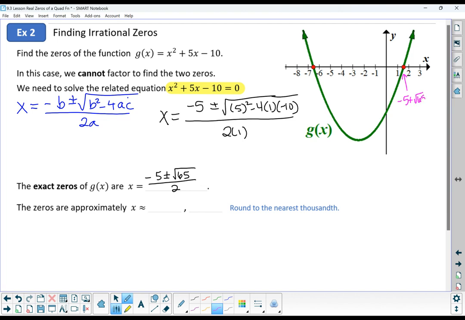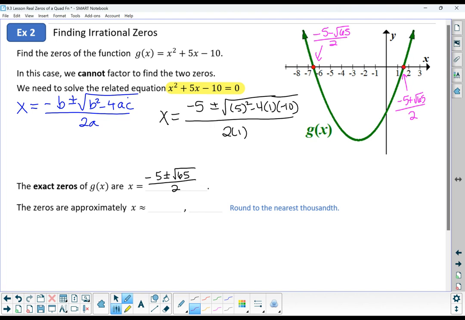Like, this is negative 5 plus the square root of 65 divided by 2, and this one is negative 5 minus the square root of 65 over 2. The plus one is the one to the right of the axis of symmetry, and the minus part of the quadratic formula is the one to the left in this case. But we can see that the values are around 1.5 and around negative 6.5.